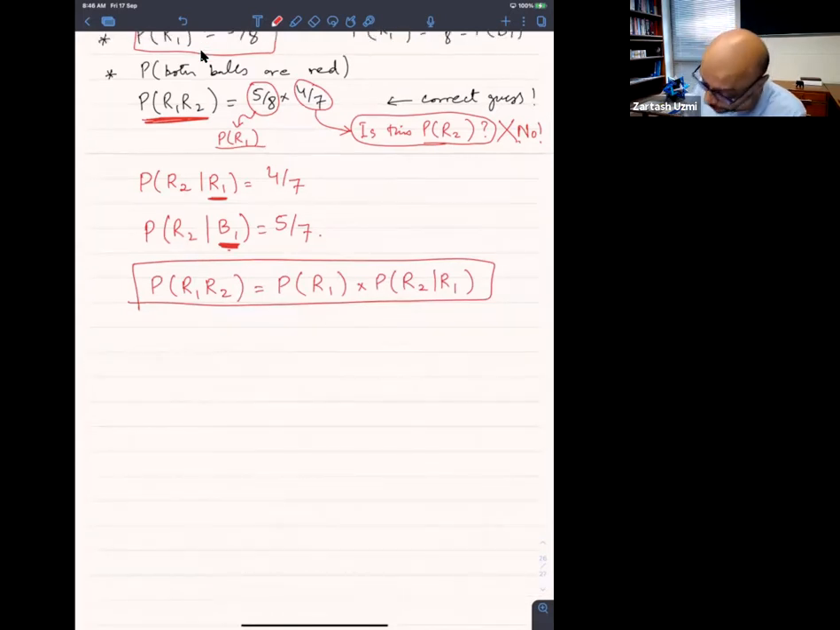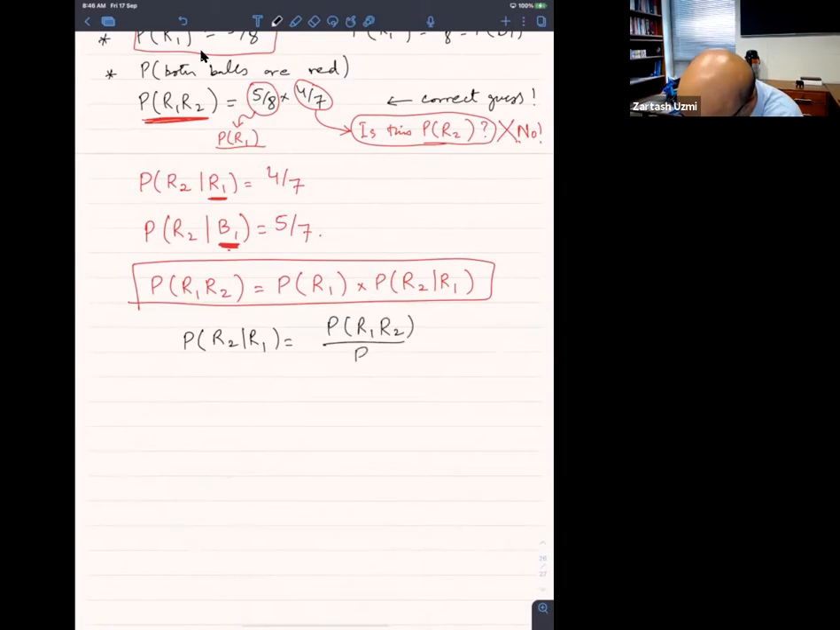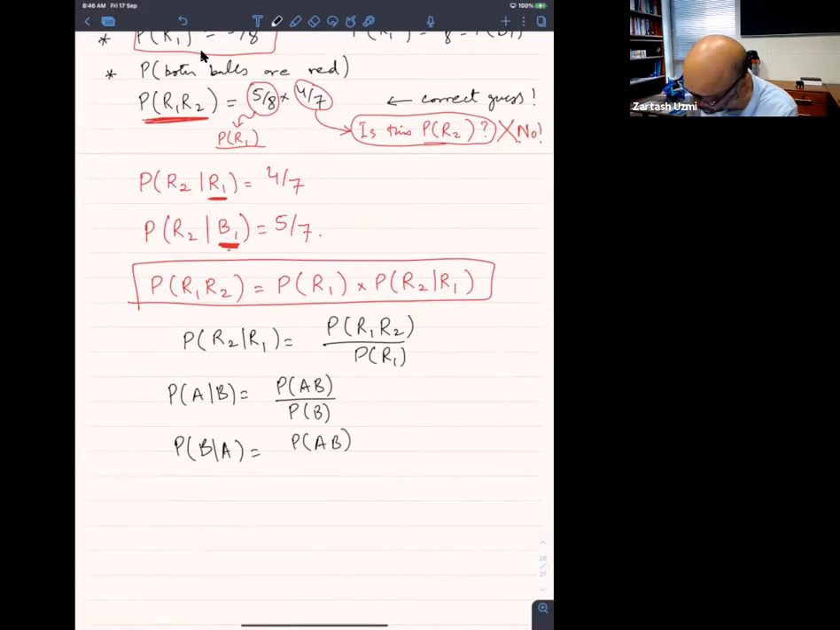Okay, and this also leads us to the definition of conditional probability, and that definition is probability of R2 given R1 is equal to probability of R1 R2 divided by probability of R1. या ए बी की शक्ल में लिखना तो हम ऐसे भी लिख सकते हैं, probability of A given B is equal to probability of A and B together divided by probability of B. And similarly, you can also write probability of B given A is equal to probability of A and B together, which is the same as probability of B and A divided by probability of A.